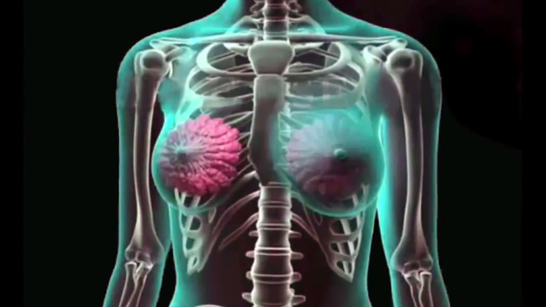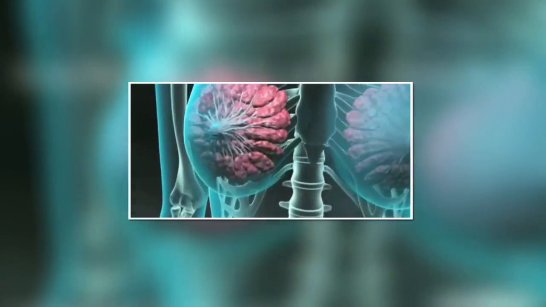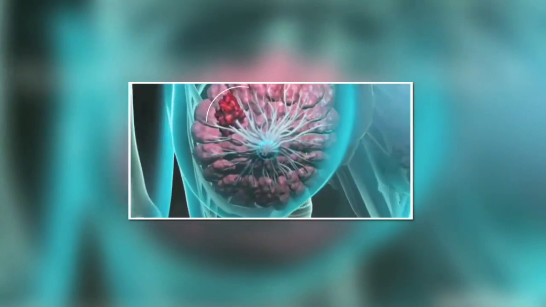Breast cancer arises from cells lining the milk ducts and slowly grows into a lump. However, most breast lumps are not cancer.